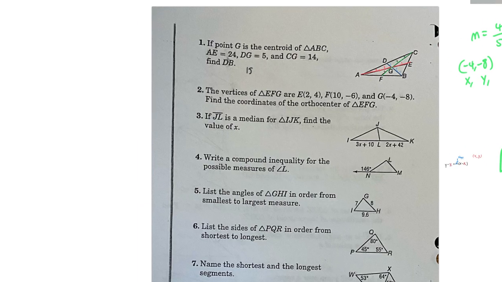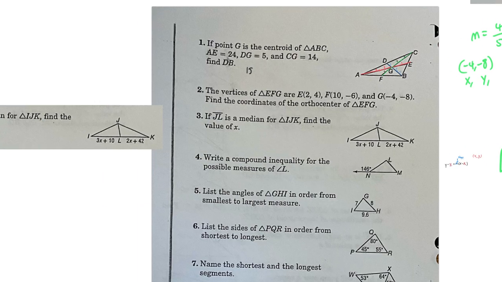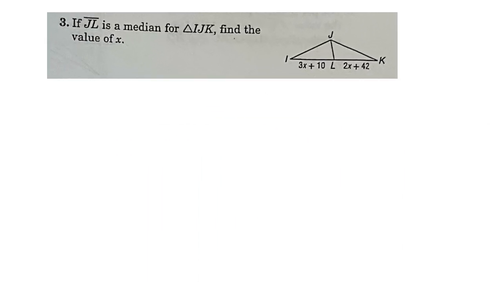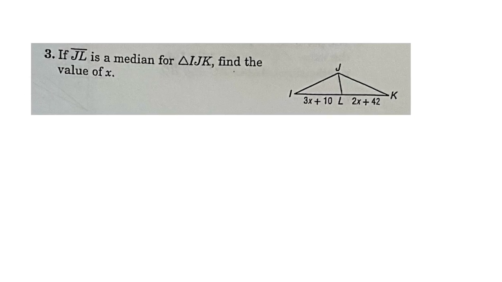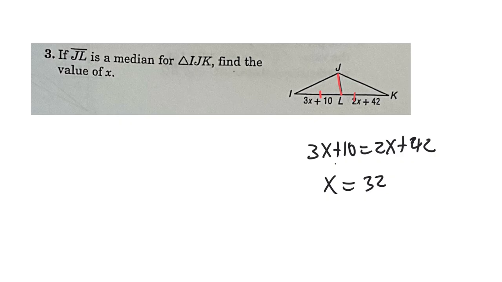Okay, looking at this right here, this is probably going to be a piece of cake compared to that last one, right? If JL is a median, find the value of X. Okay, well, a median is such that it emanates away from the vertex in such a way that it cuts this in half. So this is just laughably easy. You set these equal to each other. That would become 32, right?